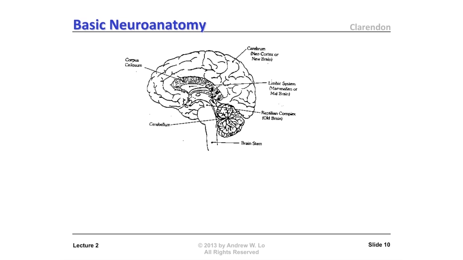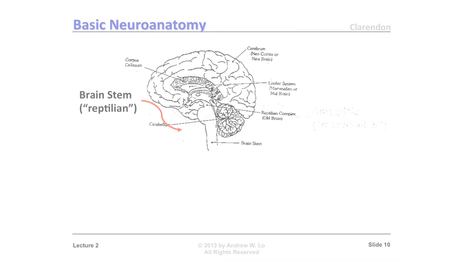One of them is at the very base of the brain. It's called the brain stem, and it's probably the oldest part of the brain from an evolutionary perspective. It's the part that we have in common with both mammals and reptiles. All vertebrates have this brain stem. It's sometimes called the reptilian brain. This part of the brain is responsible for very basic bodily functions like temperature, breathing, heartbeat, all of the very, very basic aspects of being alive.